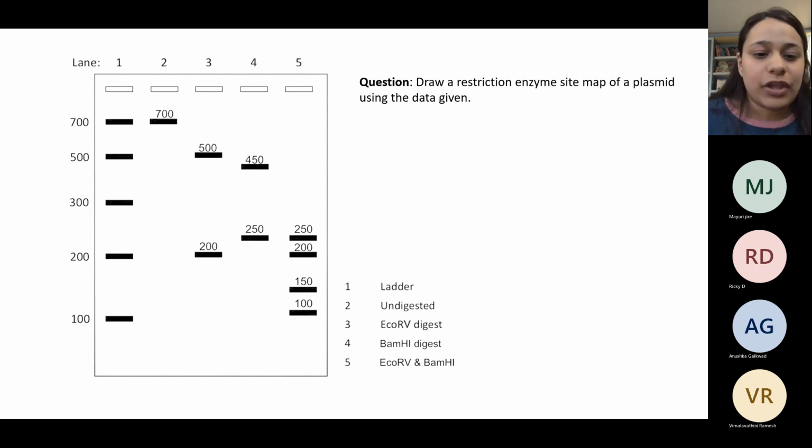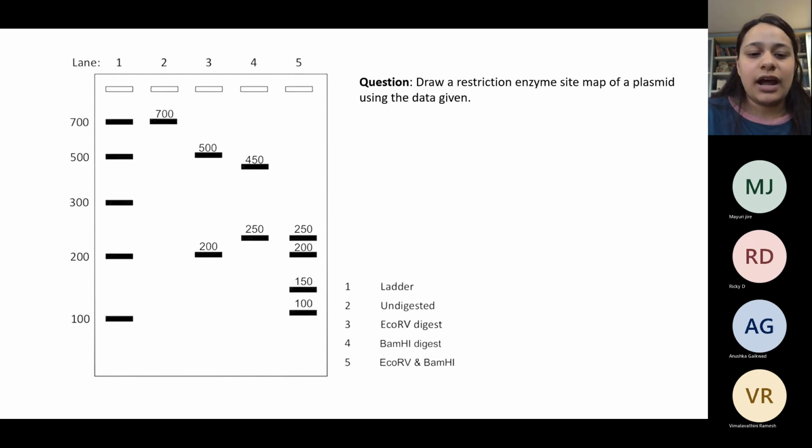I hope the question was visible. I will go through the explanation once again. So over here, there is this particular gel electrophoresis result, and lane 1 basically signifies the ladder, right, which is going to tell us what molecular weight fragments these are.